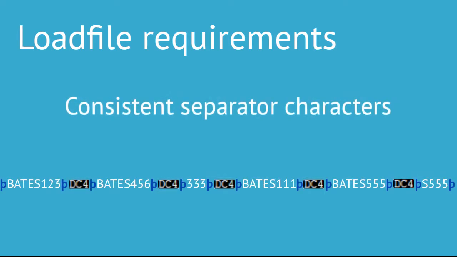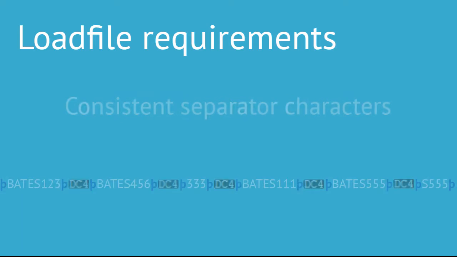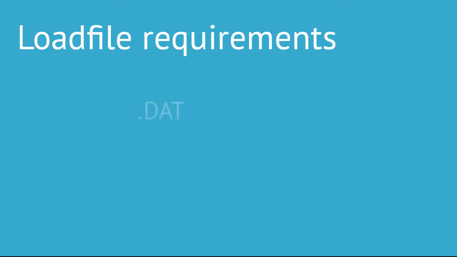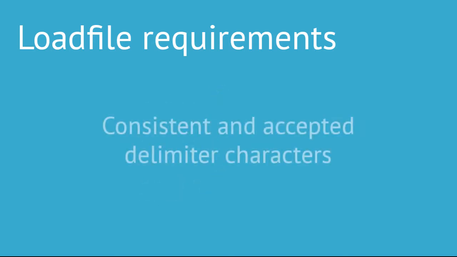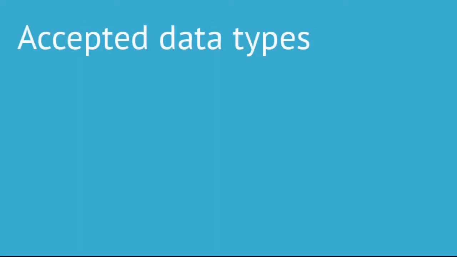There must be a consistent separator character between columns in your load file. Accepted load file formats include DAT, TXT, and CSV, but other formats are acceptable as long as they use consistent and accepted delimiter characters. Next, we'll briefly talk about accepted data types.